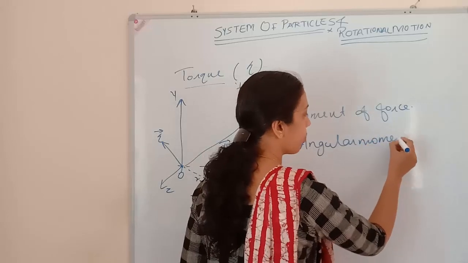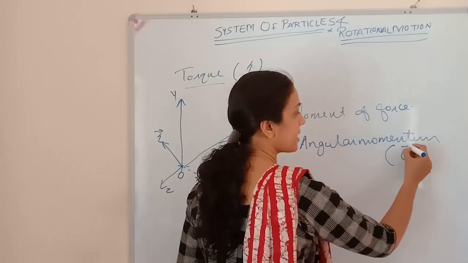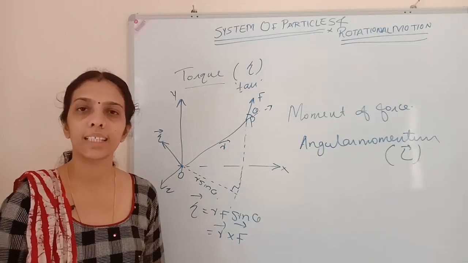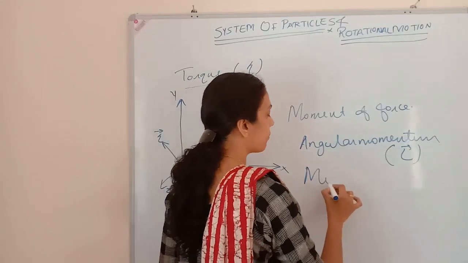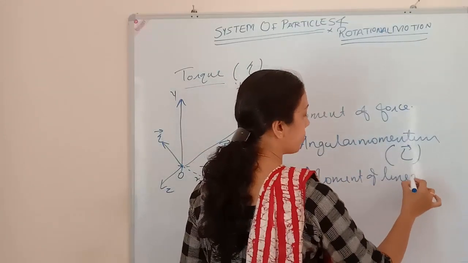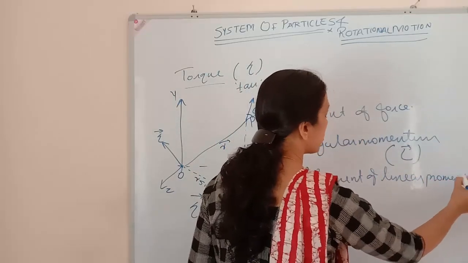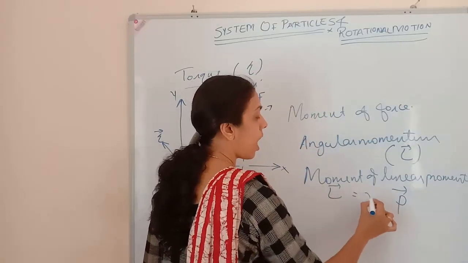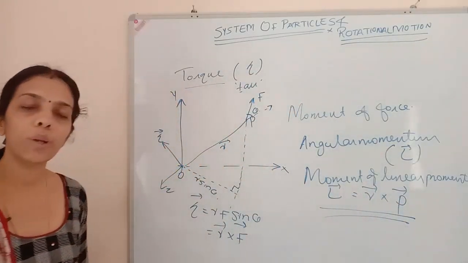The rotational analog of momentum is called angular momentum, which is represented as L. L is the rotational analog of linear momentum, that is, the moment of linear momentum. How can we define angular momentum? It is the moment of linear momentum. Linear momentum we know is P, isn't it? So L is equal to R cross P. This is the definition of angular momentum.